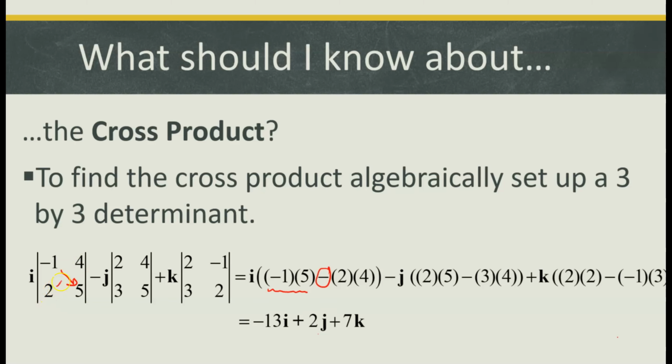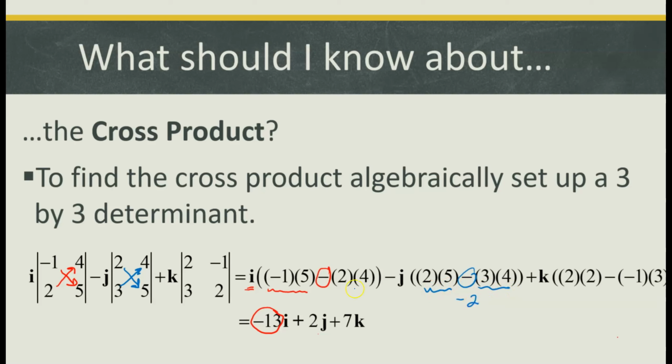Then we move on to our second 2 by 2 determinant. Again, we multiply the diagonal entries of a 2 by 2. So I'm going to have 2 times 5. And then I subtract the product of the off diagonal entries. So that would be -3 times 4. So that would be 10 minus 12. 10 minus 12 is -2. But recall, with the j component, we have this negative we have to account for, so that becomes +2j.